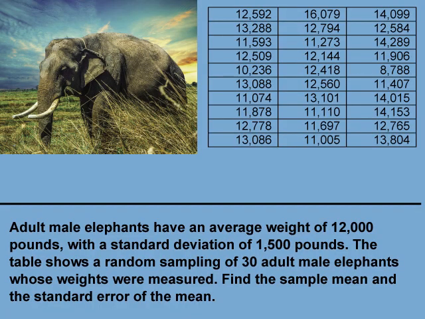Let's look at a final example. Adult male elephants have an average weight of 12,000 pounds with a standard deviation of 1,500 pounds. The table shows a random sampling of 30 adult male elephants whose weights were measured. Find the sample mean and the standard error of the mean.